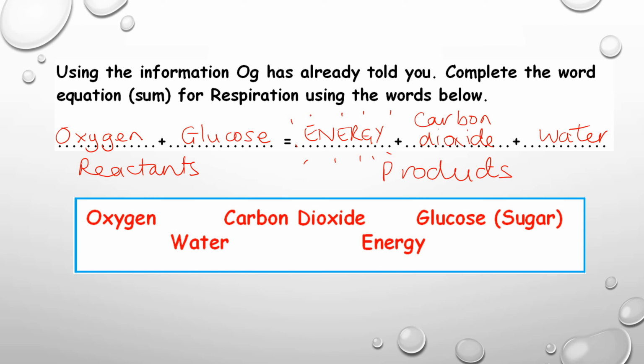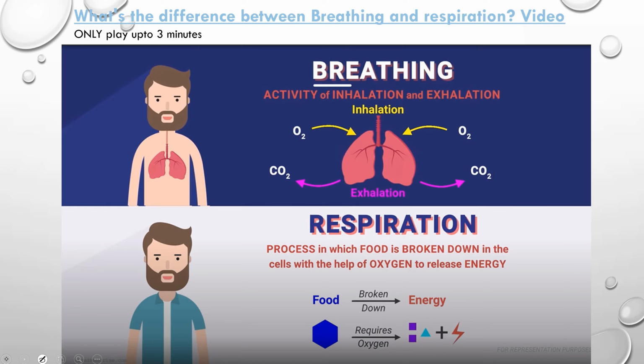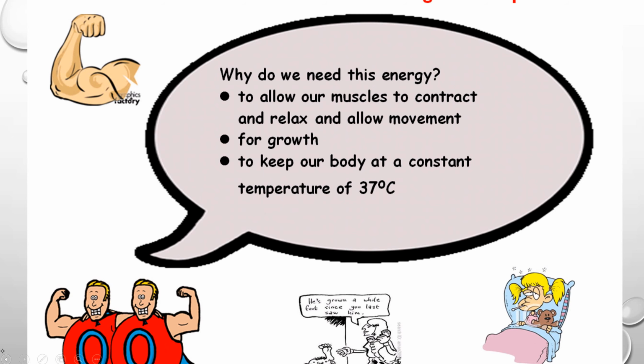So can you fill in that word equation again on page 2? And can you write down the 3 things we need energy from respiration for below? So to refresh your memories, if we go back in the PowerPoint, here are 3 bullet points. We need energy from respiration to help our muscles to contract and relax and allow movement, for growth as well, and to keep our body at a constant body temperature.